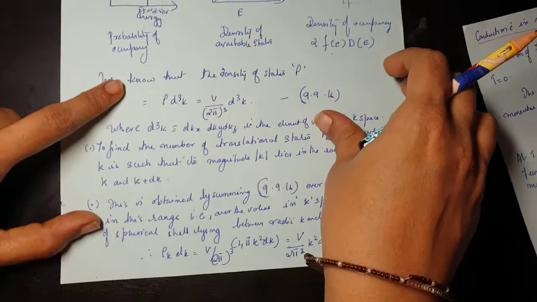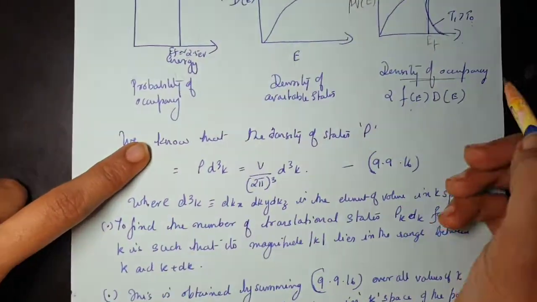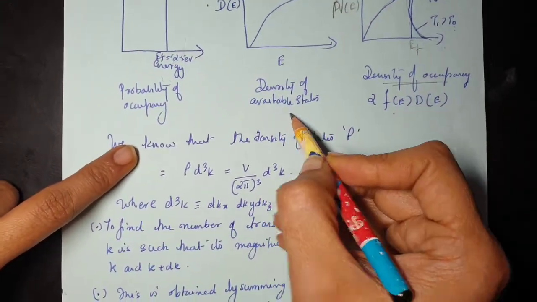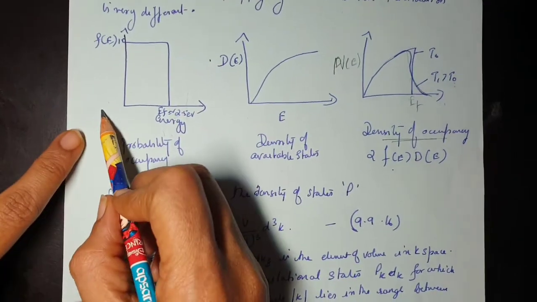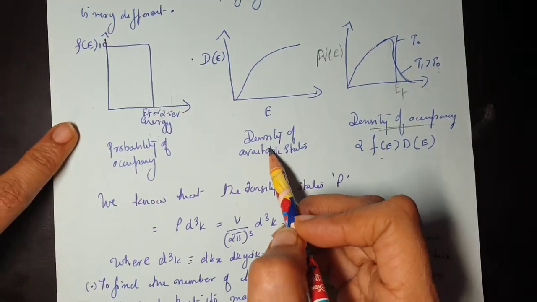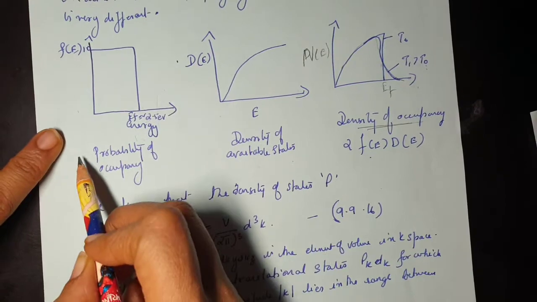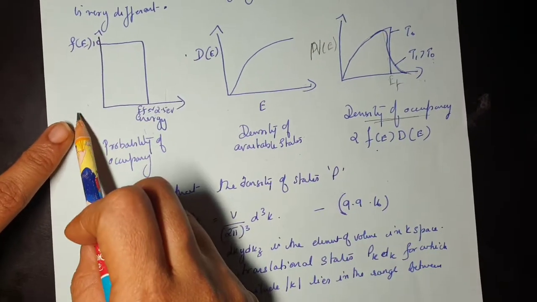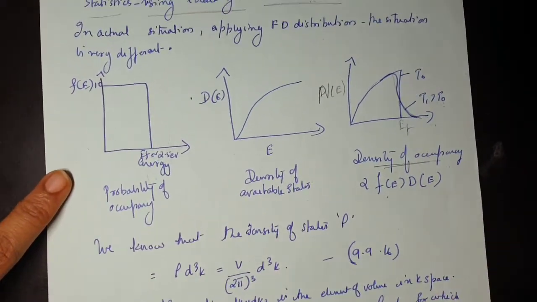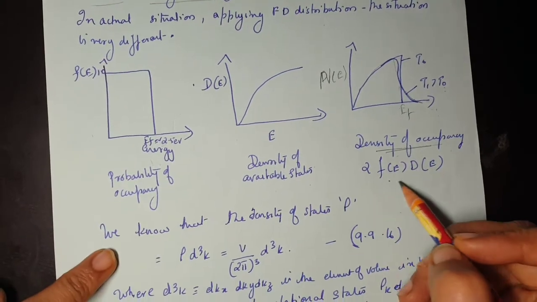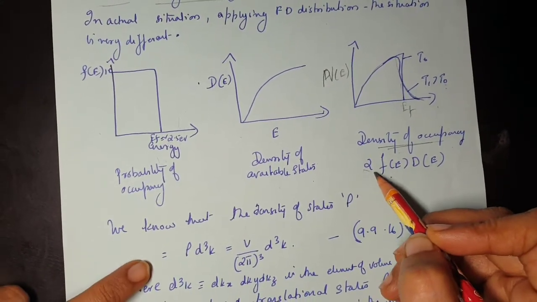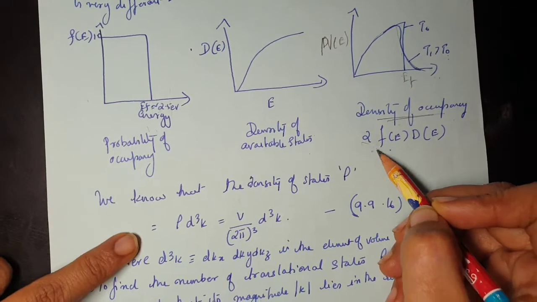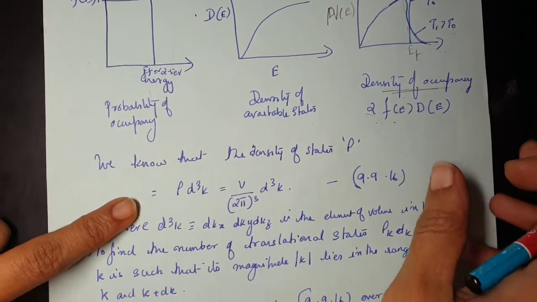This density of occupancy is nothing but probability. The Fermi function gives the probability of occupancy, and this is the density of states. So if you multiply the density of states with the probability of occupancy, you get the density of occupancy. The factor 2 is for the spin, taking into consideration the spin of the electron.